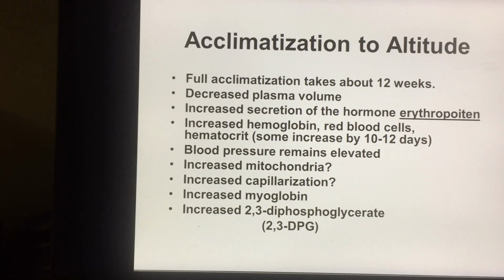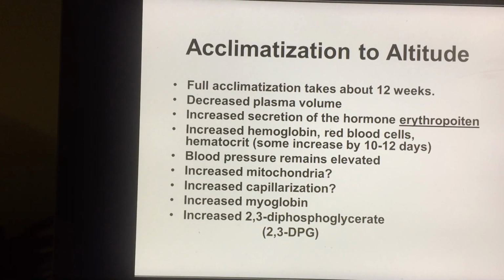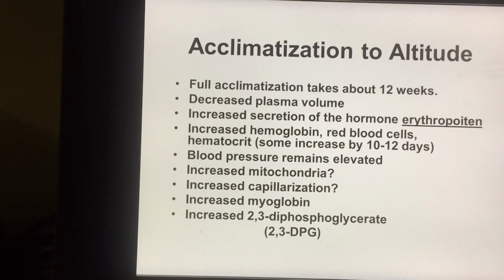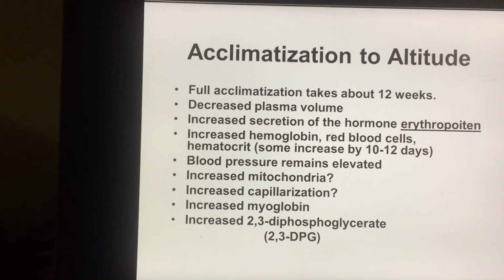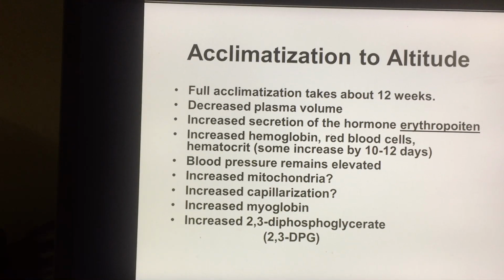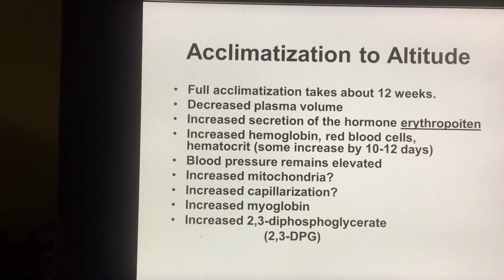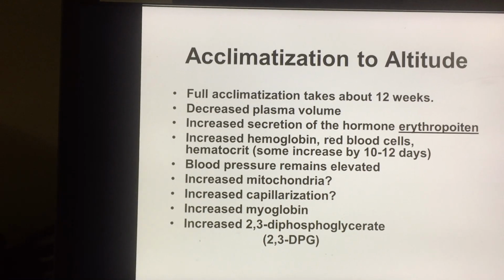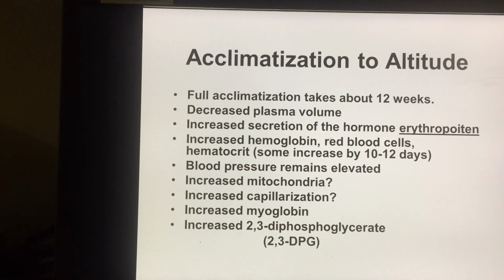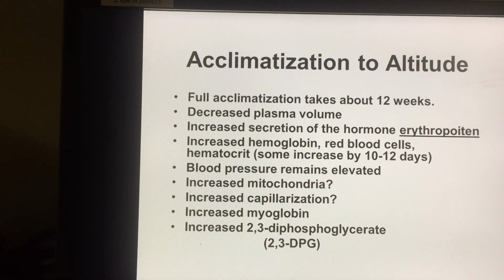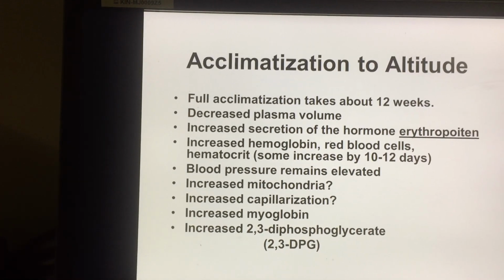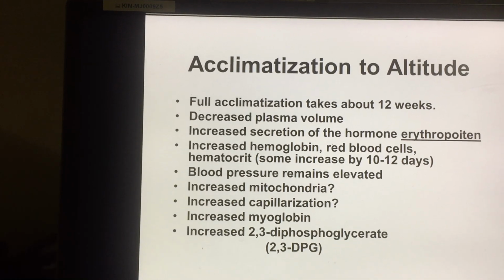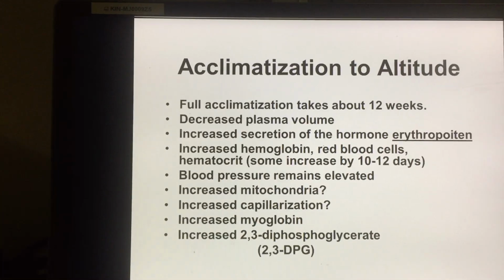And the last thing you get here is this increase in this metabolite that's called 2,3-diphosphoglycerate. This is a metabolite that's produced in red blood cells. So you get an increase in this metabolite because you have an increase in red blood cells. And this metabolite will cause a shift in the oxygen hemoglobin dissociation curve to the right, so that you get more oxygen released at the muscle at altitude because of this. And I'm going to go over this in more detail in the next section.